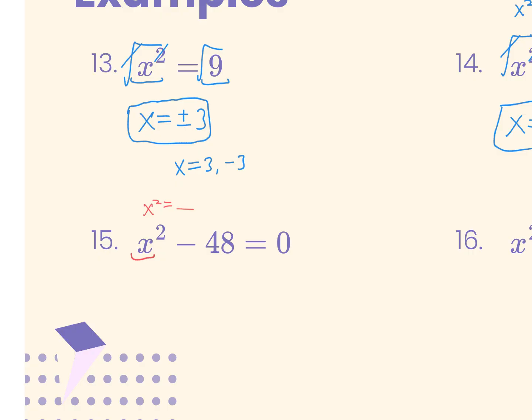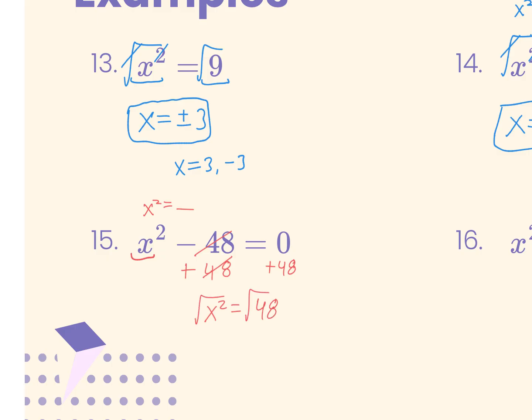In this case, I don't have x squared equals something. I have x squared minus 48 equals 0. So I want to add the 48 on both sides. So plus 48, plus 48. And then negative 48 and plus 48 go away. And then I get x squared equals 48.